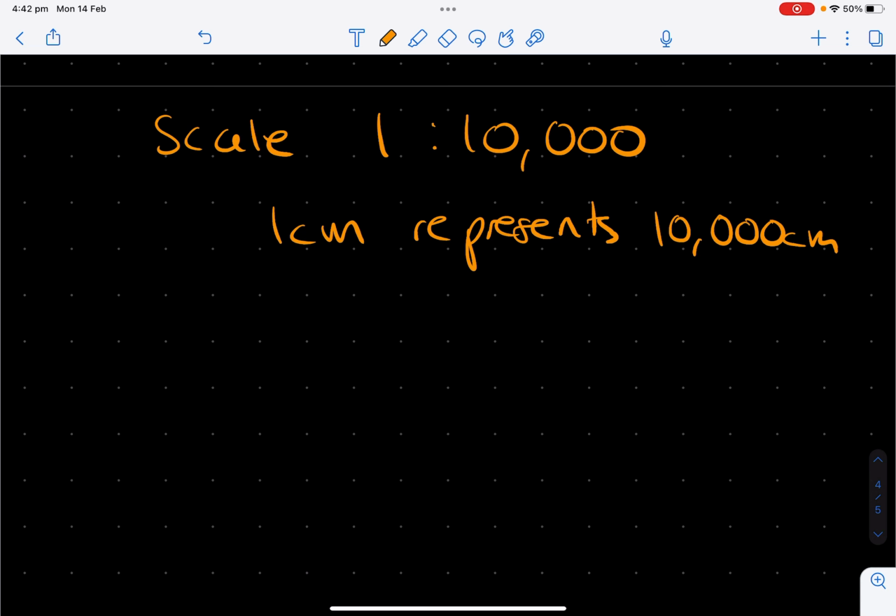Now let's just do a logic check once more. Let's see what 10,000 centimeters is in meters or kilometers. We'll go 10,000 divided by 100 to get it into meters. So that's 100 meters. And then divided by 1,000 is 0.1 kilometers. So that sounds about right. 1 centimeter represents 100 meters.